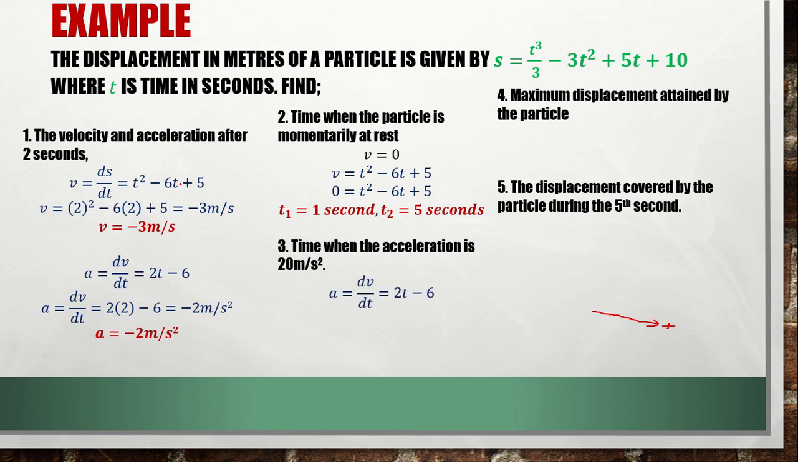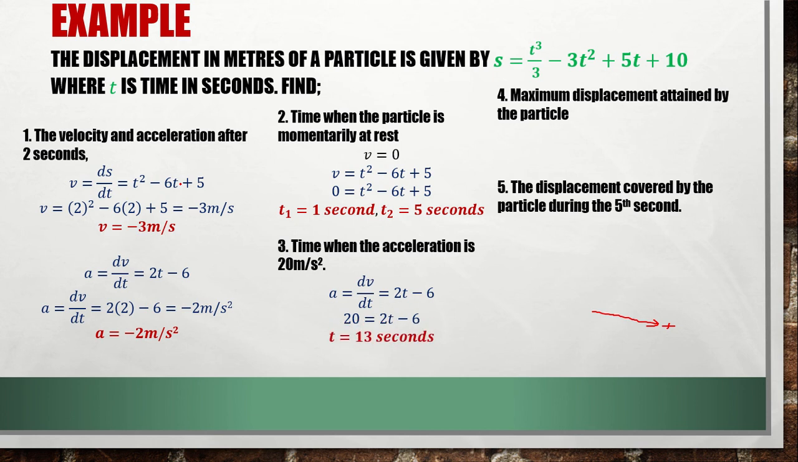Number 3, time when the acceleration is 20 meters per square second. I basically have my acceleration function, plug in whatever I have and the unknown that I'm looking for. You will figure out that t is the unknown and t will be 13 seconds from what we shall have found out.